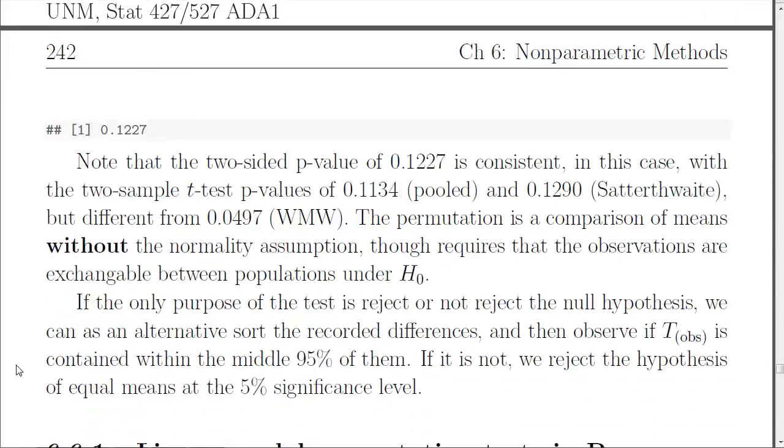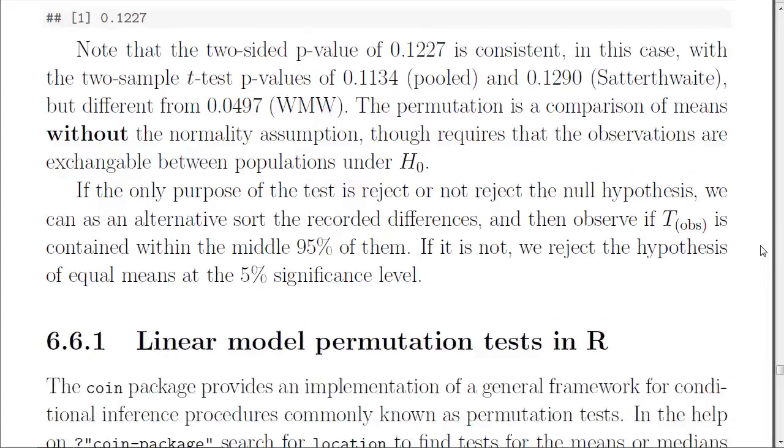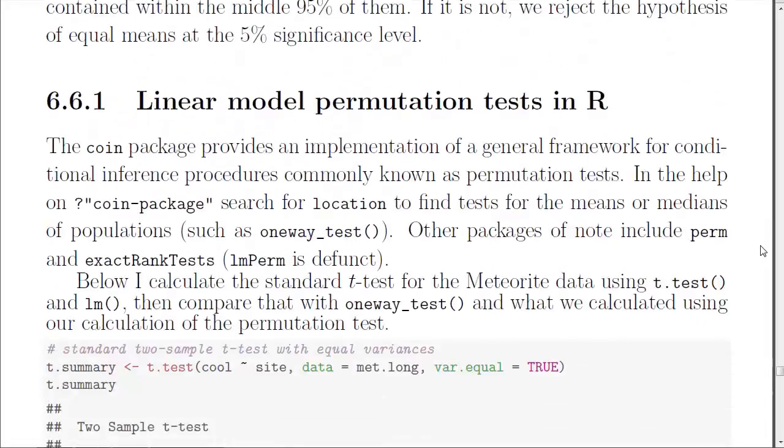All right. Just for comparison, when we did our t-tests for this, our pooled p-value and Satterthwaite, the unequal variance p-value, were both about the same. It was only with the Wilcoxon Mann-Whitney test that we got something that was a little bit less. Permutation tests also allow you to construct confidence intervals and things like that, but I'm not showing that here.